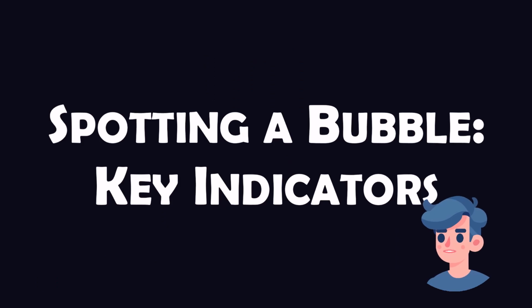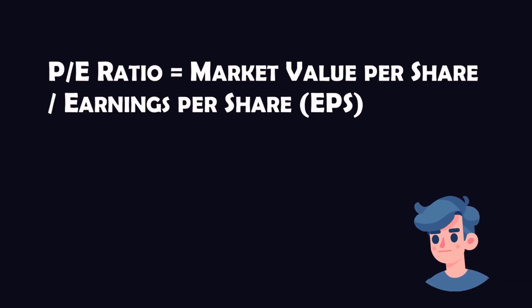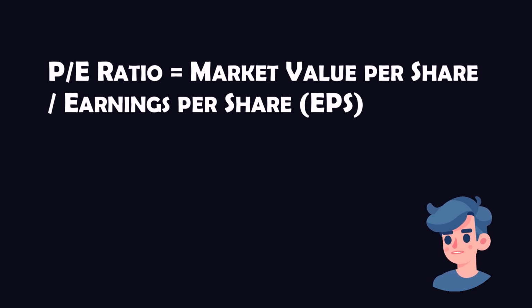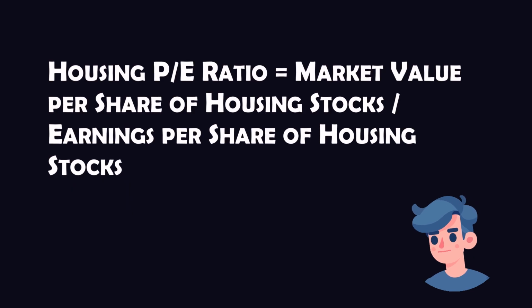But how can we spot a bubble before it bursts? One key indicator is the price-to-earnings (PE) ratio, which measures the current share price relative to its per-share earnings. Historically high PE ratios can suggest that a market is overvalued. Let's take an example. During the housing bubble in the mid-2000s, the average P/E ratio for housing-related stocks reached unprecedented levels, indicating that stock prices were disconnected from the company's actual earnings potential.